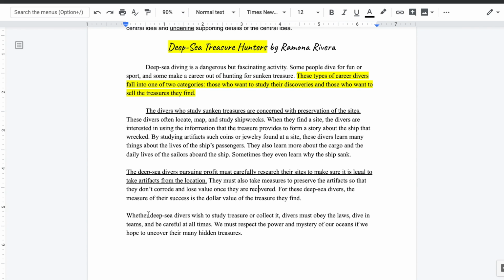So the last thing I'm going to underline is "whether deep sea divers wish to study treasure or collect it," because that was basically the central idea of this passage. It was informing us about deep sea divers, these two categories of deep sea divers. So we learned about the ones that study the discoveries and the ones that make a profit off the discoveries. So that was the takeaway that we got.